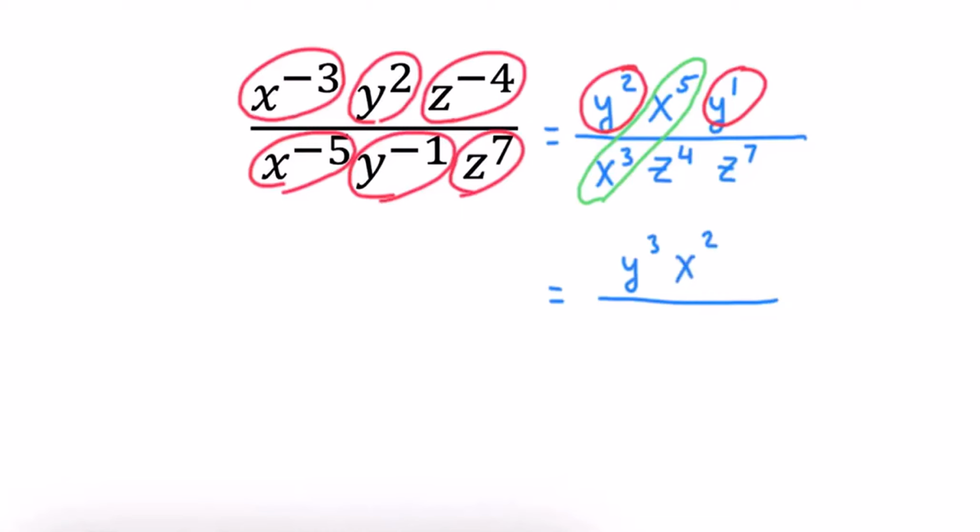And then we have z to the 4th times z to the 7th. Multiplication, so add the exponent. So we have z to the 11th. So that is our answer.